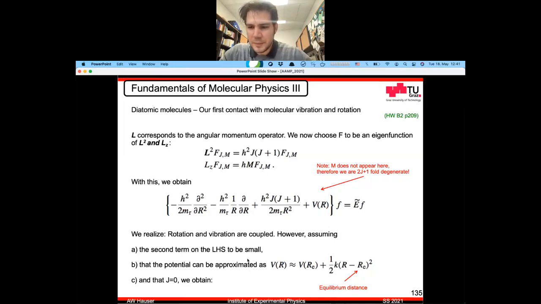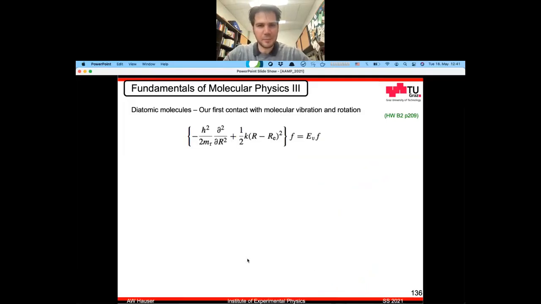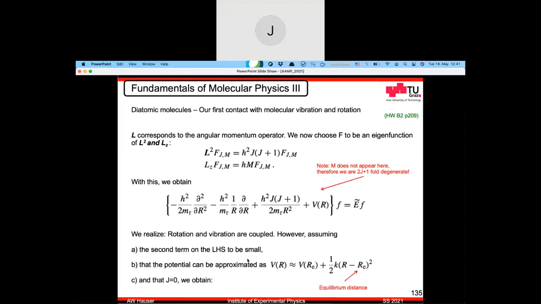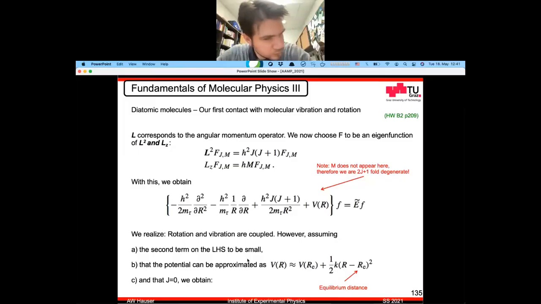An harmonic oscillator. Yes, exactly, the harmonic quantum oscillator. Right. Can I ask something about that? Sure. You just argued that you kick out the second term because you assume that the variation with respect to r is quite small. Why then do you keep the first term?